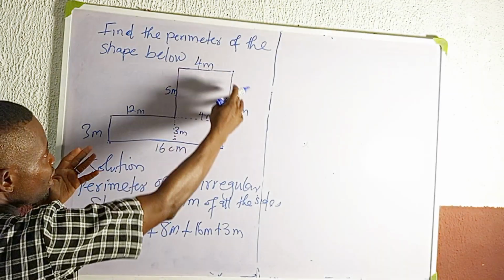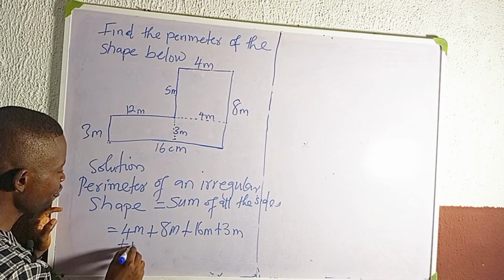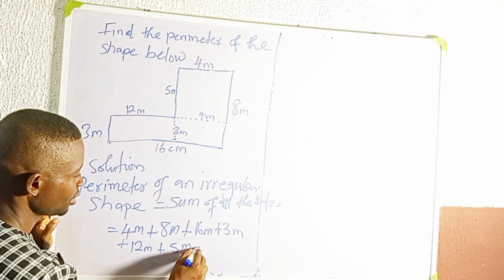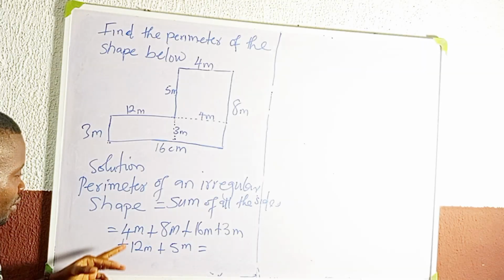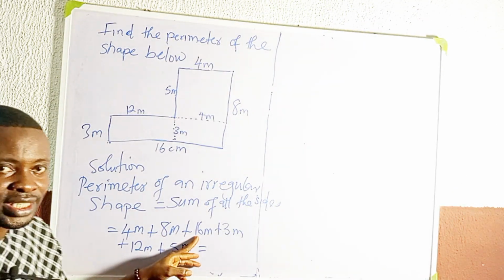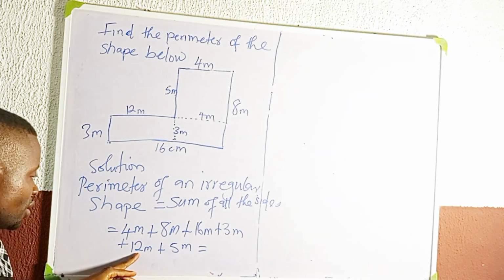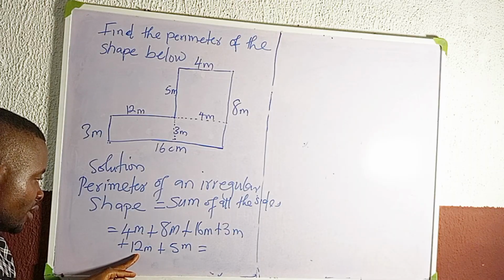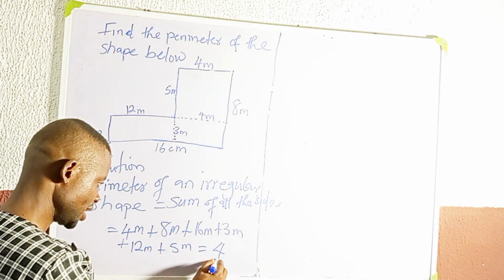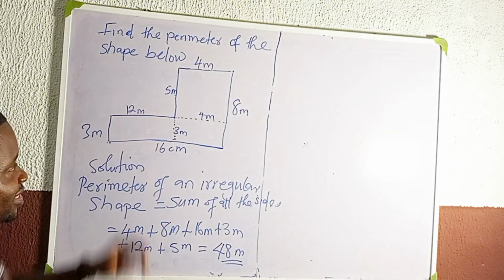We have added up to this point. So we add here, we have plus 12 meters plus 5 meters. So what do we get? Let's add up. 4 plus 8 gives us 12. 12 plus 16 gives us 28. 28 plus 3 gives us 31. 31 plus 12 gives us 43. 43 plus 5 gives us 48. So we have 48 meters as the perimeter of this shape.